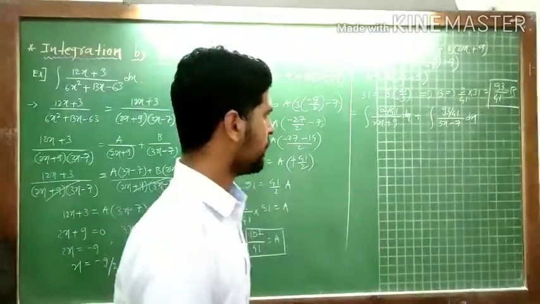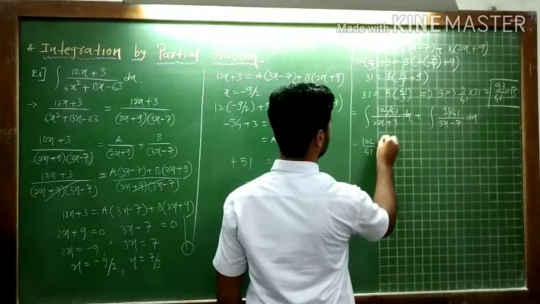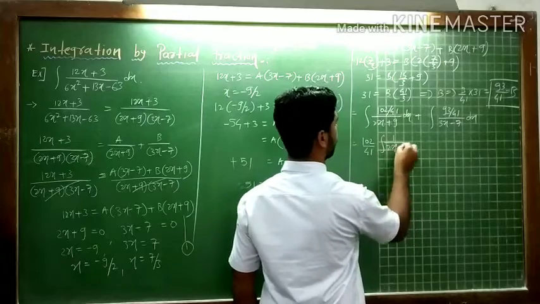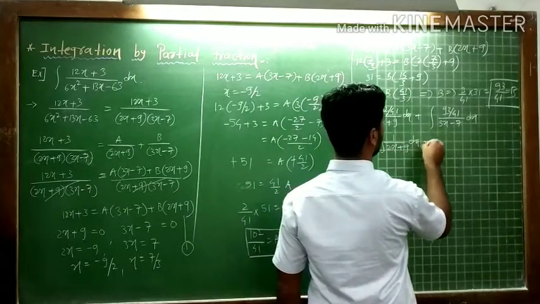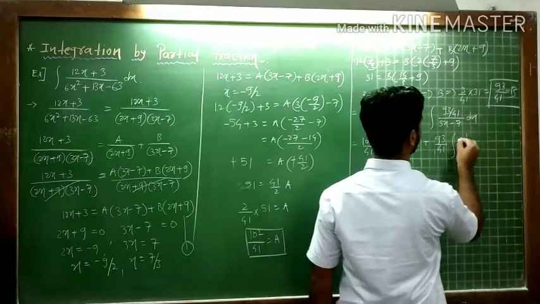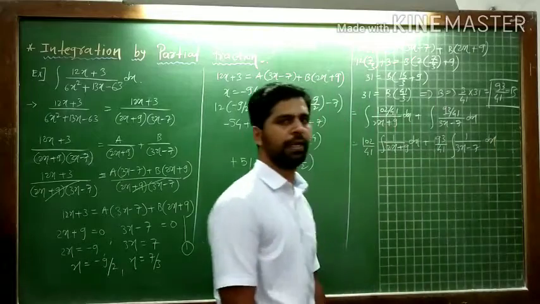Okay. Now the constant must be taken outside. 102 by 41 is outside, and what we get? Integration 1 upon 2x plus 9 dx plus, again 93 by 41 outside because it is constant, 1 upon 3x minus 7 dx. Now it is easy to integrate it.